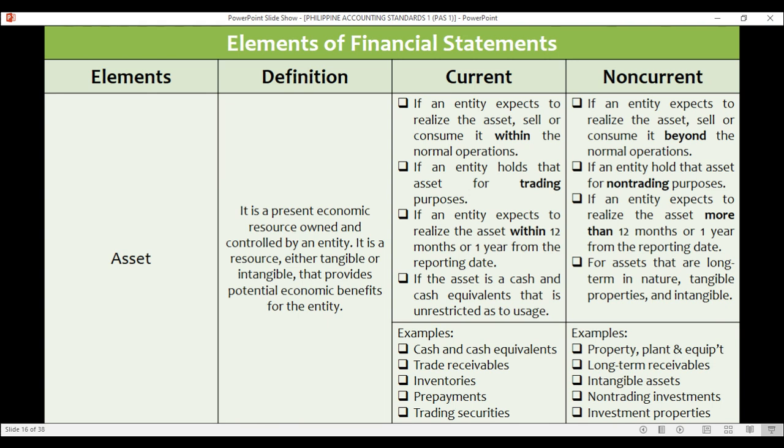Examples of current assets: we have cash and cash equivalents generally, then trade receivables, inventories, prepayments, and trading securities. For non-current assets, we have your property, plant and equipment, long-term receivables, intangible assets, non-trading investments, and investment properties.